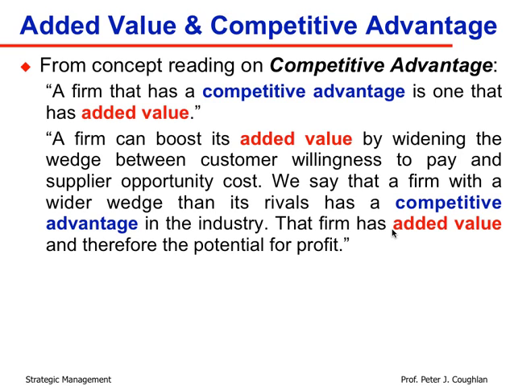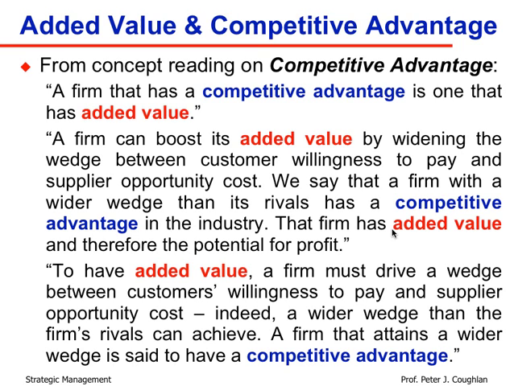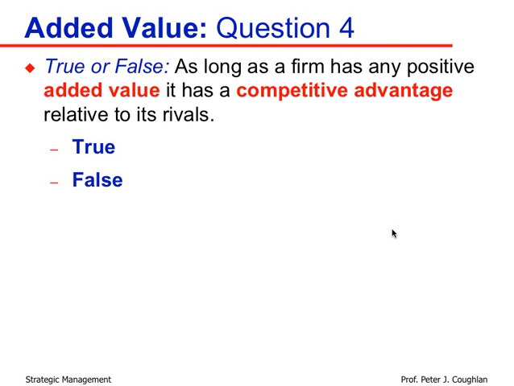And finally, at the end, in the conclusion, there's a bullet point that says, to have added value, a firm must drive a wedge between customers' willingness to pay and supplier opportunity cost. Indeed, a wider wedge than firms' rivals can achieve. A firm that attains a wider wedge is said to have a competitive advantage. So again, to have a competitive advantage is to have some positive added value. Therefore, as long as a firm has any positive added value, it has a competitive advantage relative to its rivals. Yes, that's what competitive advantage means in added value terms, and that's what added value means. So that answer is in fact true.